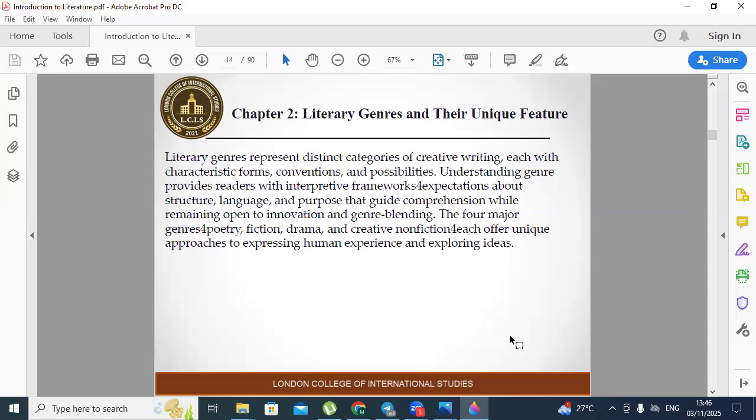Chapter 2: Literary genres and their unique features. Now we turn to the major literary genres.